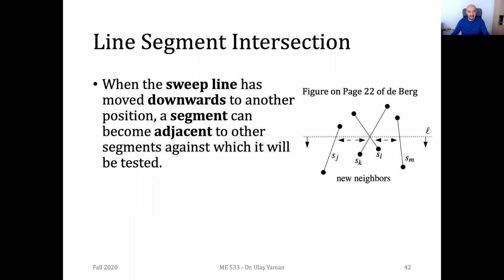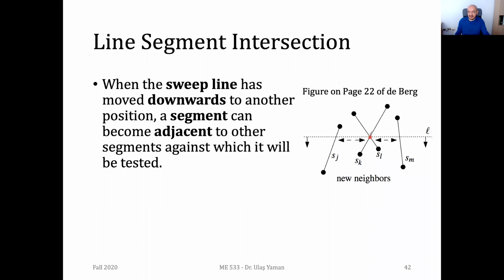For instance, here you see another event point. This is an intersection event point. The first one is the upper end point. The second one is the lower end point. And the last event point is the intersection point. And why is it an intersection?